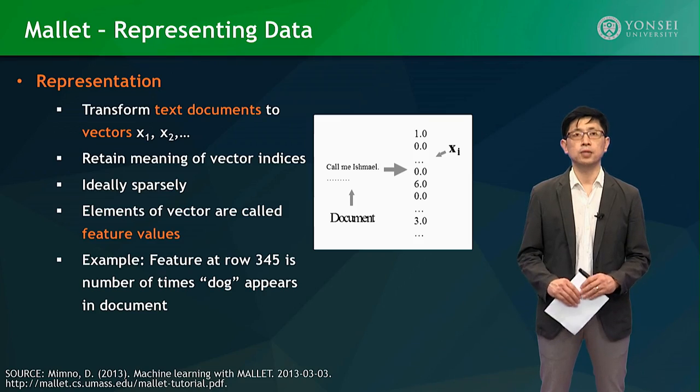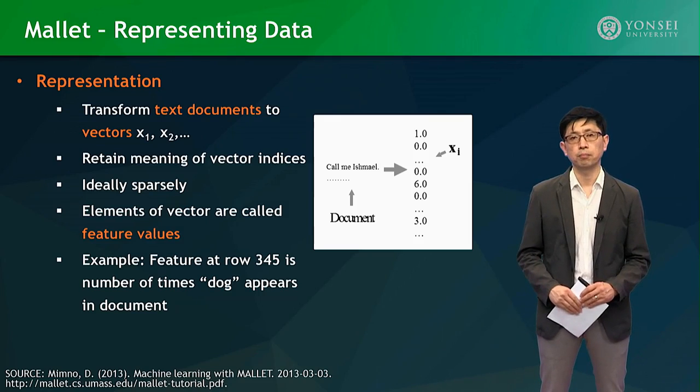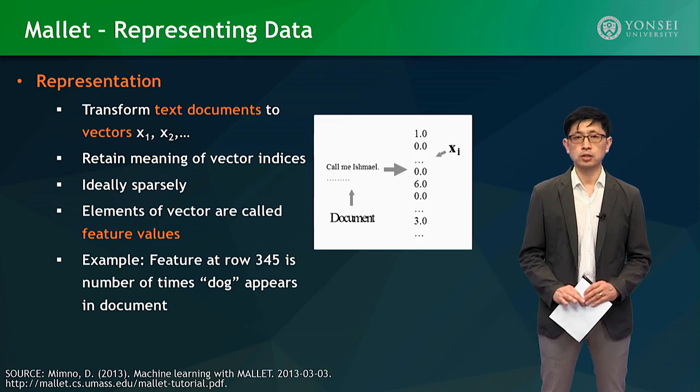Given a set of documents, which is shown on the left side of the diagram, Mallet first transforms text documents to a set of vectors like x1, x2, and so on and so forth. While it keeps track of the index position of x, it also retains the meaning of each vector index. The outcome of this transformation is a sparse matrix. Elements of vectors are called feature values.